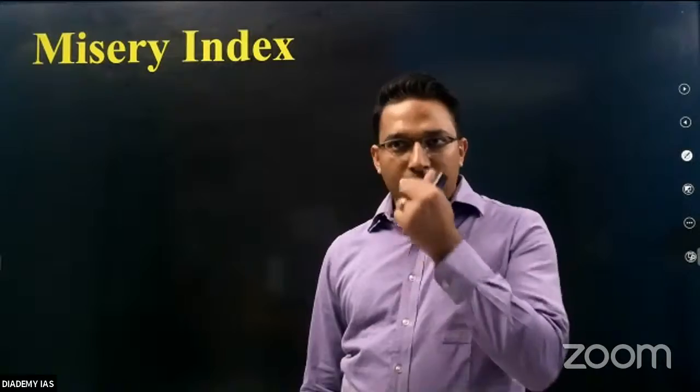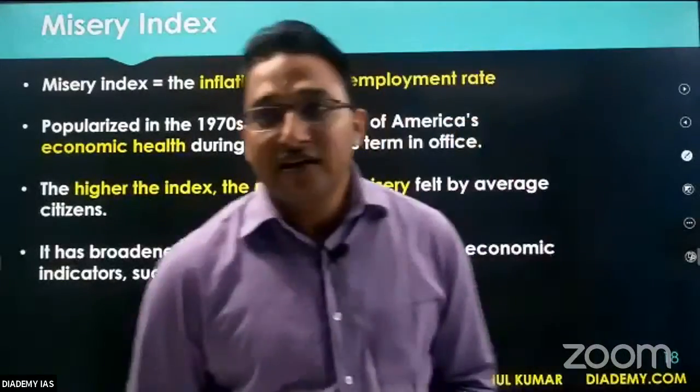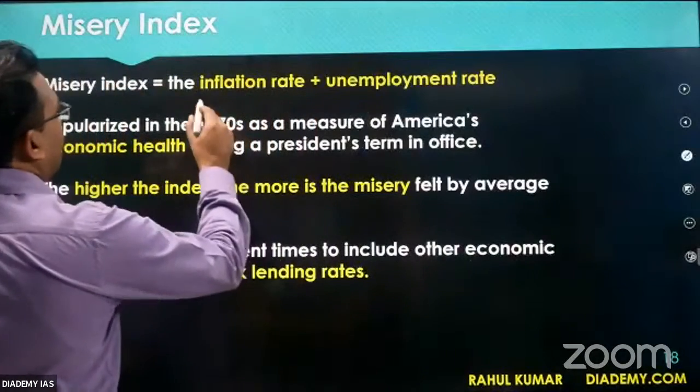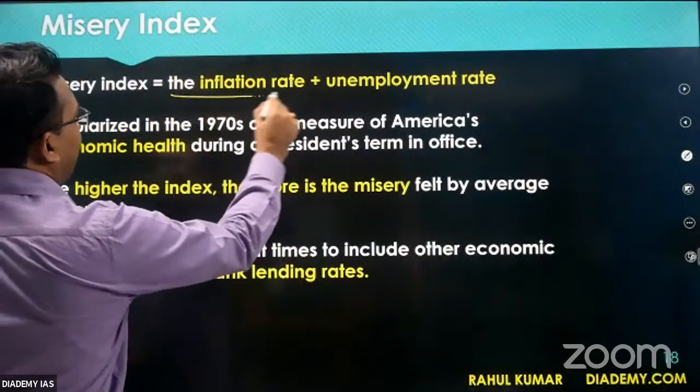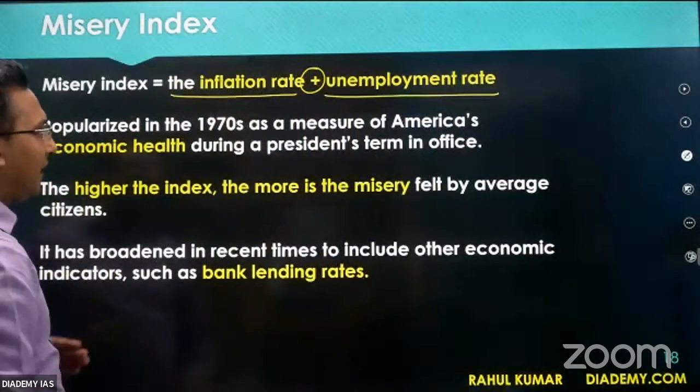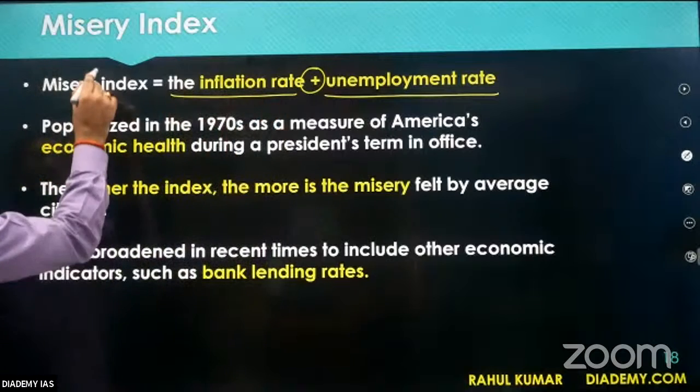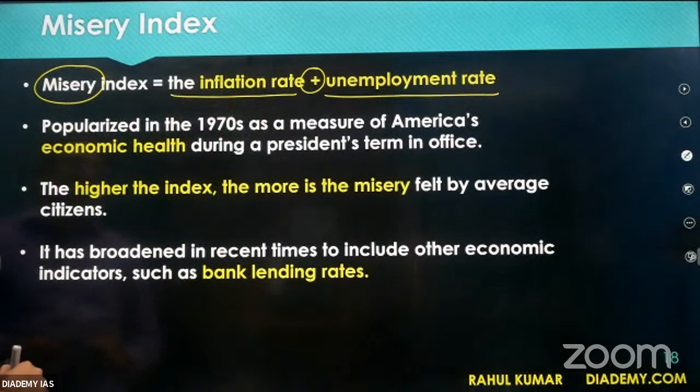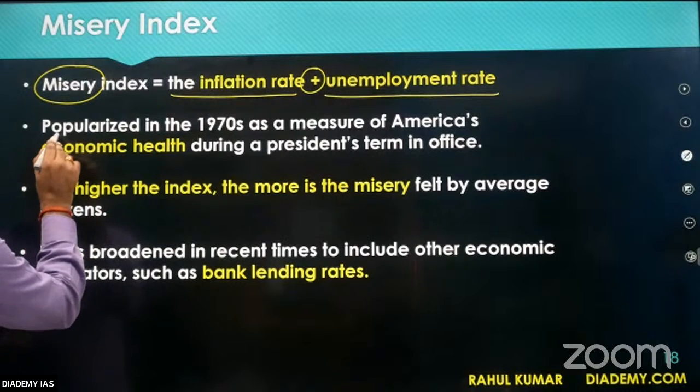Now there is a concept called misery index. What is misery index? So misery index is actually the impact of stagflation over the people. तो उसका impact क्या होता है? So basically it is calculating the inflation rate plus unemployment rate. It is actually combining both of them, and it gives the misery index, and it is basically calculating the economic health.